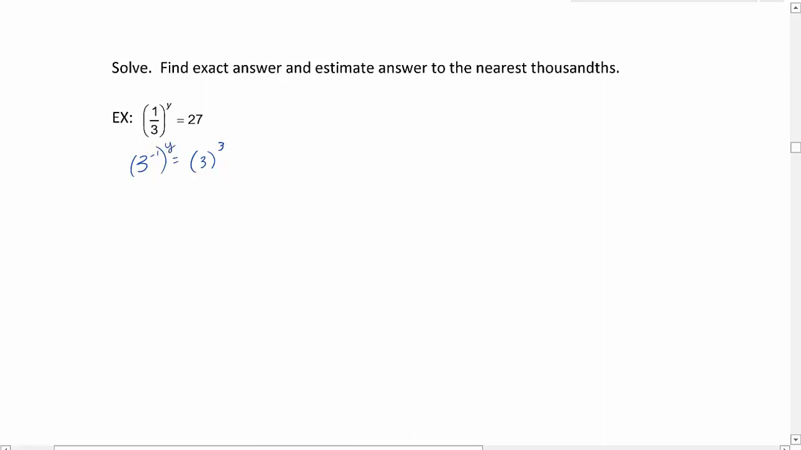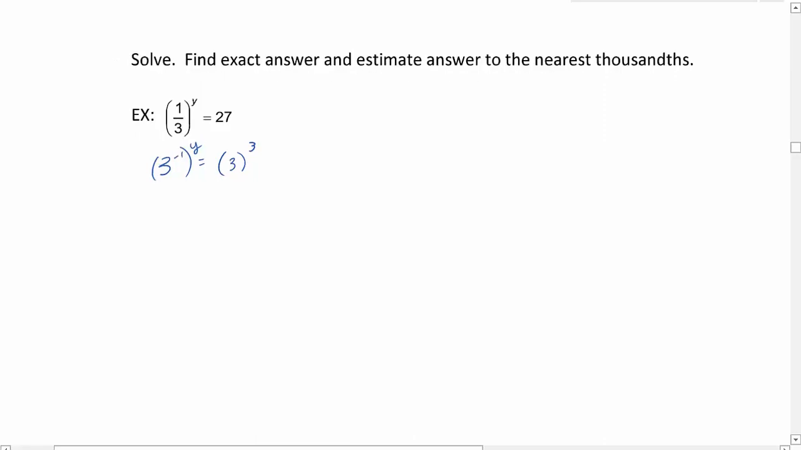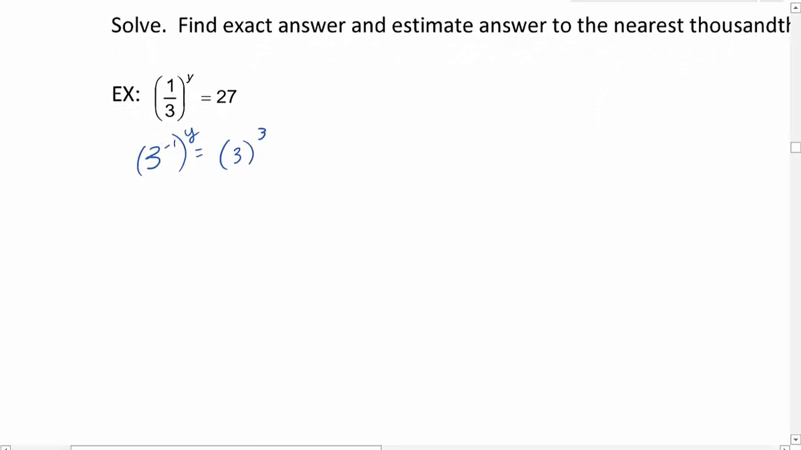And that's still raised to the y power. When you have a power raised to a power, we multiply our exponents together. This becomes 3 to the negative y equals 3 to the third. Now that we have each side written with a base of 3, we can set the exponents equal to each other by our one-to-one property. Negative y equals 3, therefore y is equal to negative 3.